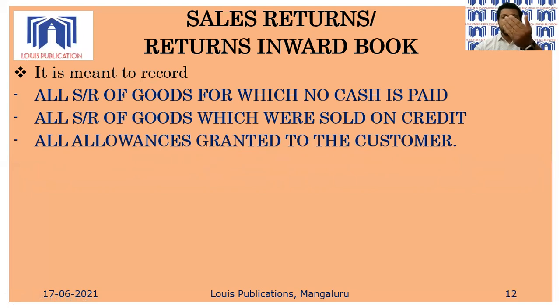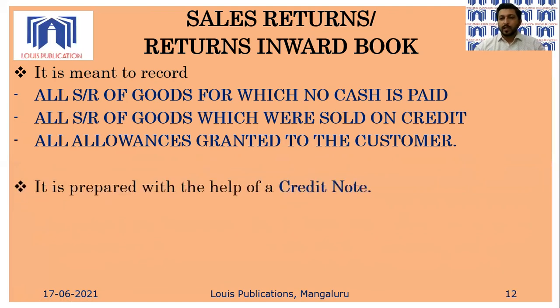When the customer says that there is some defect, there is some damage, we will check the goods. Is that defect or damage because of the business, because of wrong packaging? So the business will investigate. And if they find that the business is responsible for such defect or damage, then the business will grant an allowance. Granting an allowance is a reduction in the amount due from such a customer. So we will allow the customer a reduction in the bill. Such transactions are recorded in sales returns book.